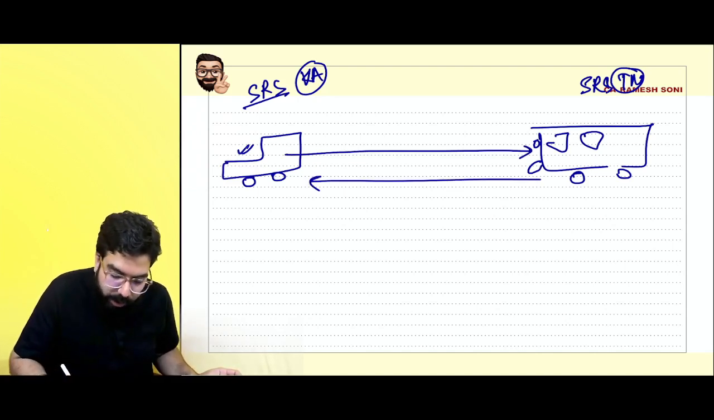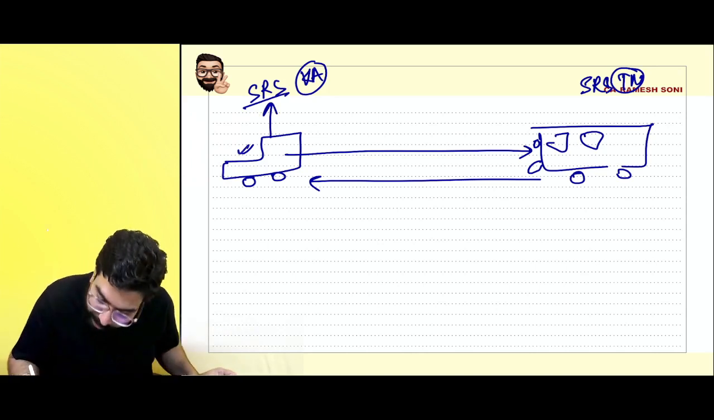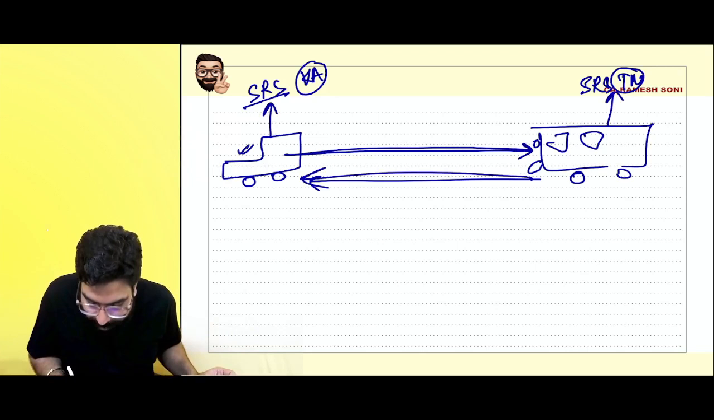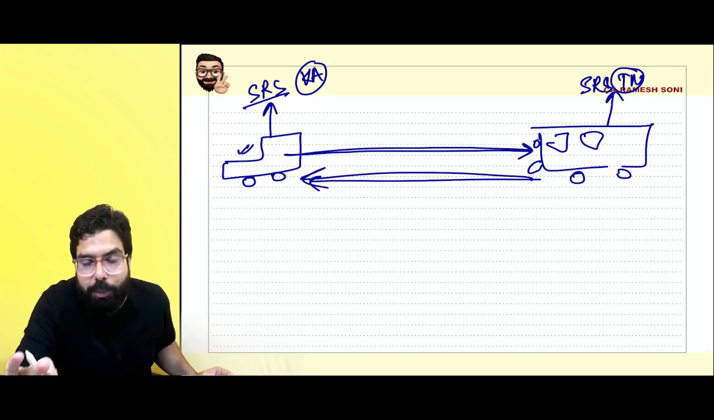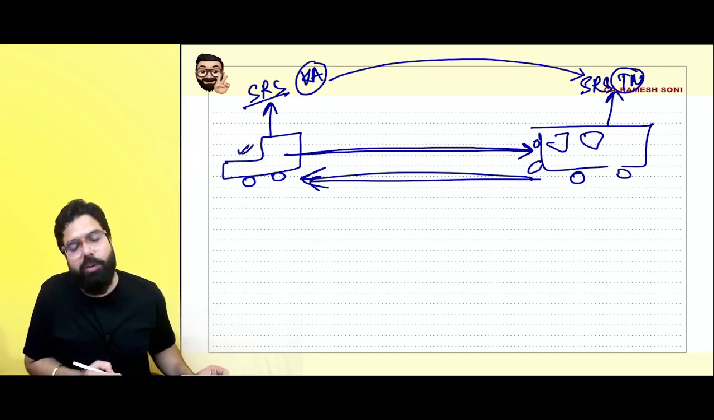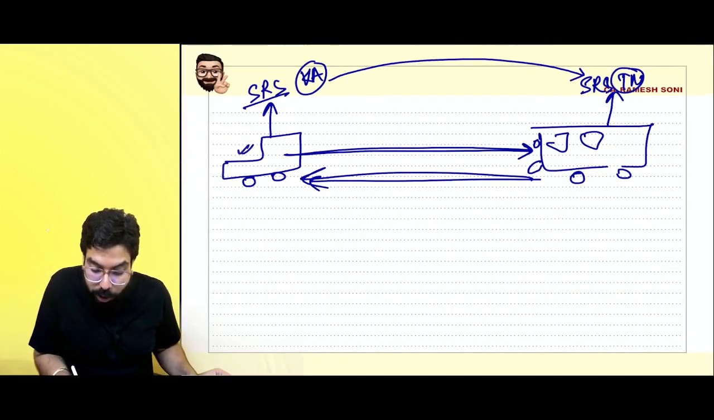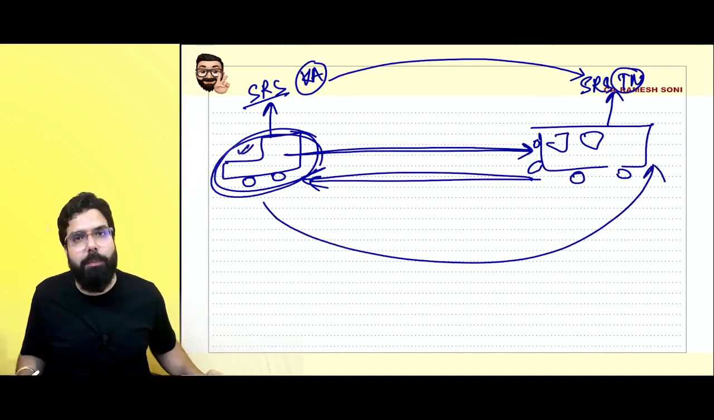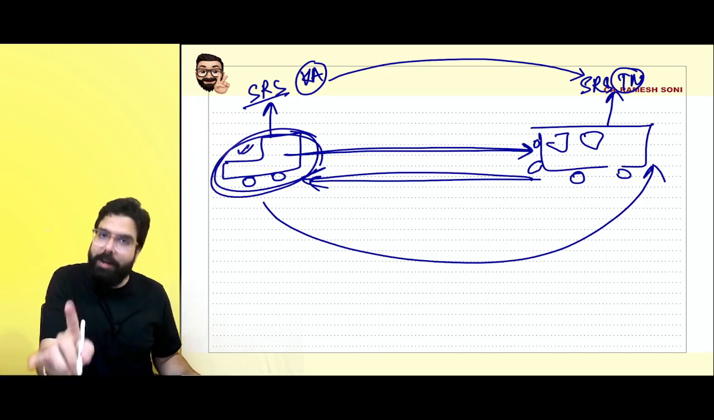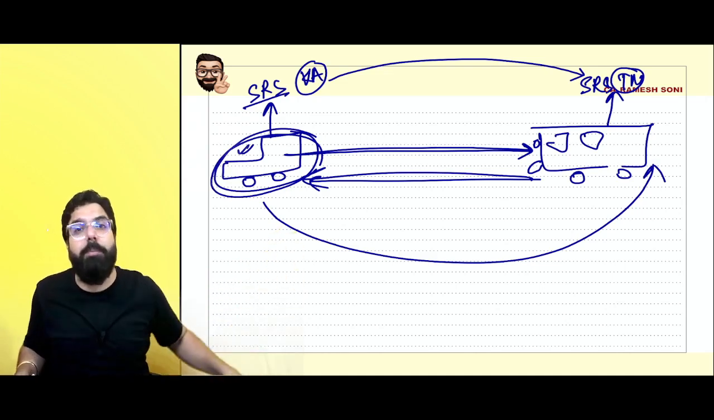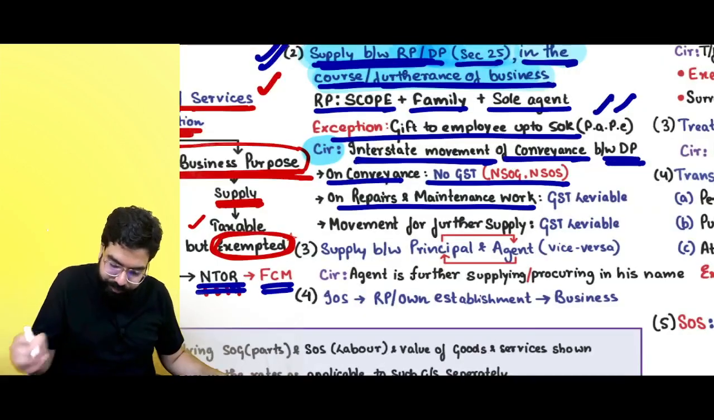Because this truck belongs to the Karnataka branch and this bus belongs to the Tamil Nadu branch, when they go ahead and repair and come back, on the repair and maintenance service provided, GST will come, because it's a supply of service from one distinct person to another. But sir, the truck went from the Karnataka branch to the Tamil Nadu branch, so is the truck supplied? No, truck is not supplied. It is not a supply between distinct persons. But on the repair and maintenance work done, it is a supply between distinct persons and GST will come.